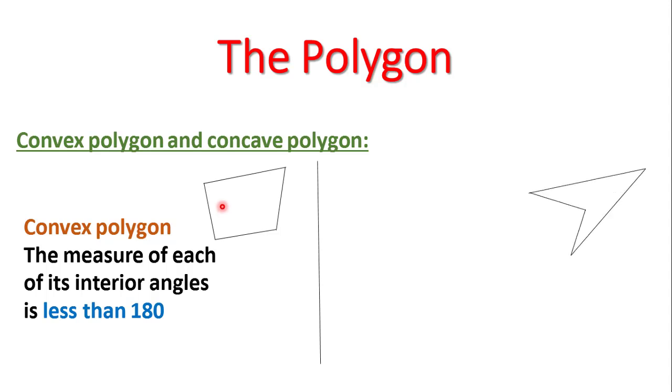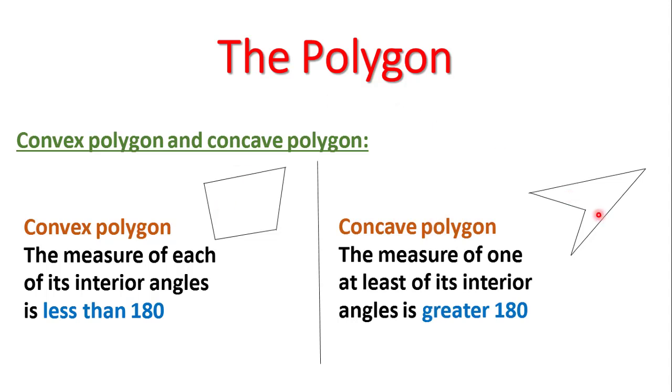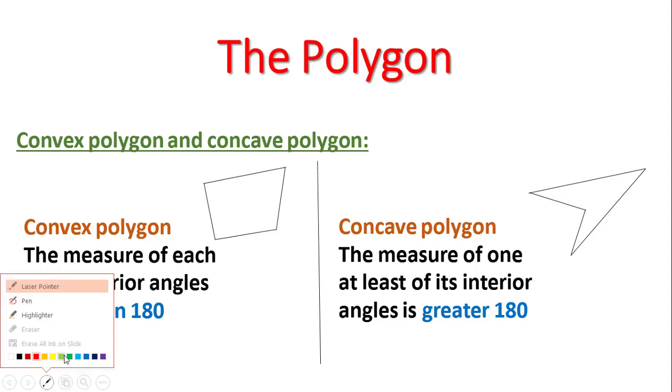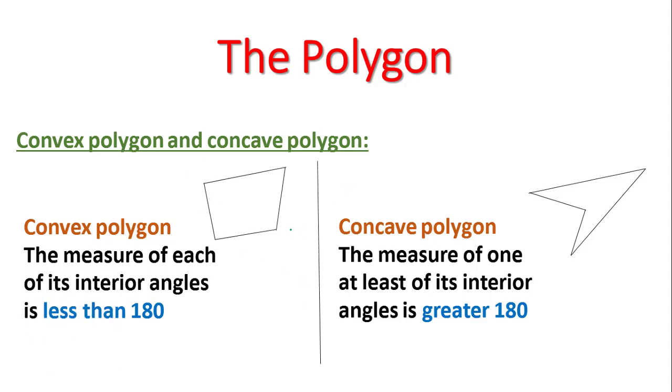This polygon, for example, is a concave polygon. What do you mean by concave polygon? The measure of at least one of the interior angles is greater than 180. Let's clarify. Here is the first type of polygons, which is the convex polygon. Each angle here is less than 180. But if you look at this polygon, we have an angle here. This angle is a reflex angle. The measure of this angle is greater than 180.